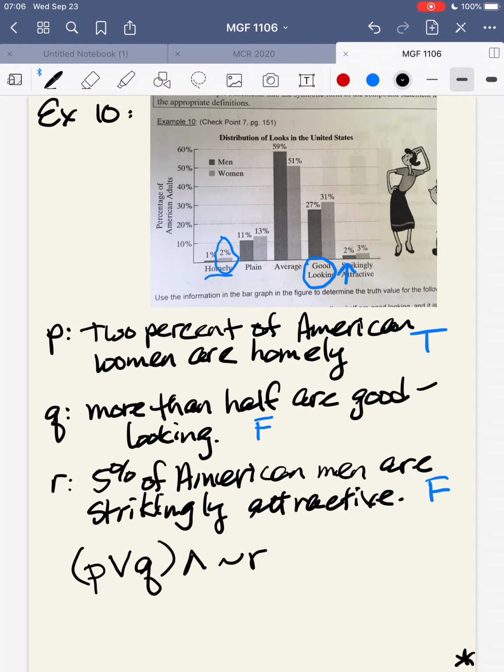So P or Q, remember disjunction is only false if they're both false. Well, P is true, Q is false, so this must be true. That compound statement, because one's true and one's false, must be true unless they're both false. And not R. Well, R is false, so not R is true. And for conjunctions, if they're both true, the statement is true. So this is true.